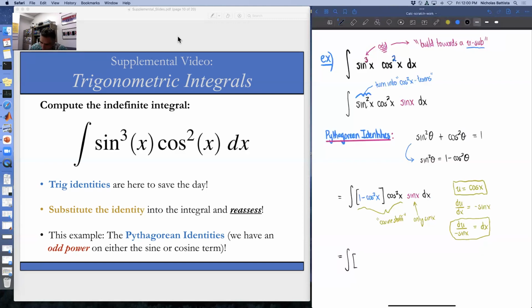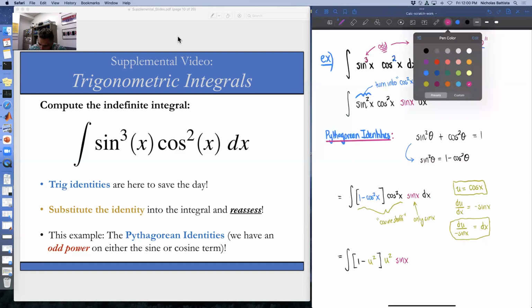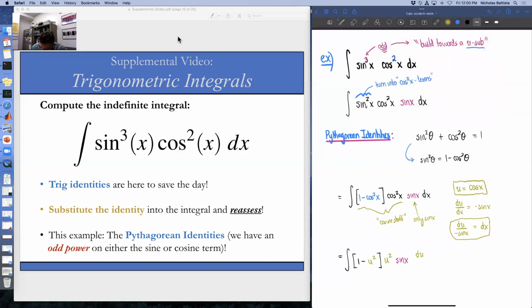So this first term becomes a 1 minus u squared, and that cosine squared term just becomes a u squared by our substitution. We still have that same sine of x sitting there at the end. And now the dx term becomes du all over minus sine of x. And lo and behold, we see that those sine of x's cancel out. So we've built our u substitution successfully.